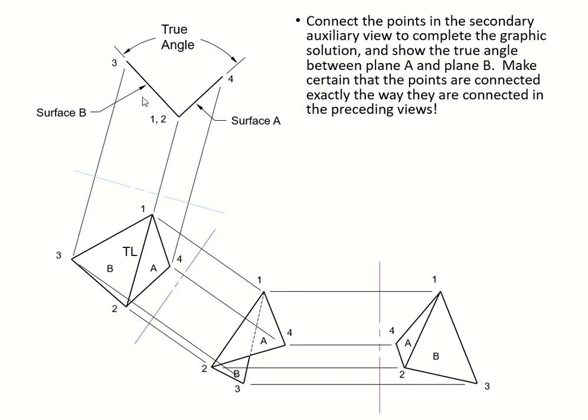So 3, 1, 2 is your surface B line, and 1, 2, 4 is the surface A line, in edge views of course. This is your primary auxiliary view, this is your secondary auxiliary view, and this is your middle view. Well, that's it for example 2.